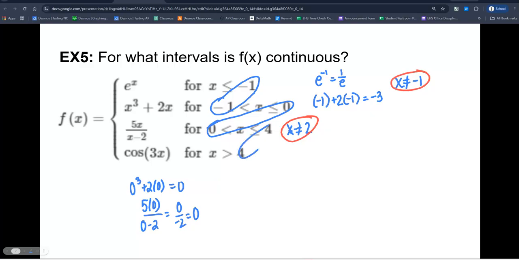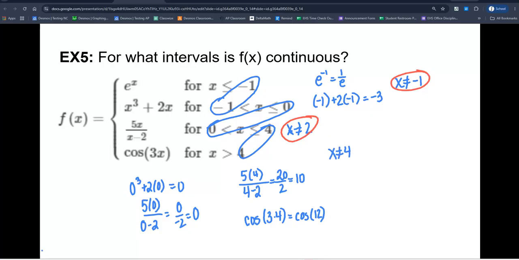Then I got to test 4. So I'll do 5 times 4 over 4 minus 2, which will give me 20 over 2, which equals 10. And then I've got cosine of 3 times 4, which is cosine of 12. Do we know cosine of 12? We do not. Does cosine of 12 equal 10? No, because the cosine values are always between 1 and -1, so it definitely cannot equal 10. Plus, just the likelihood of it being a whole number like that is pretty low, even if you didn't remember that fact about being between 1 and -1. So those are not equal to each other. X cannot equal 4 either.